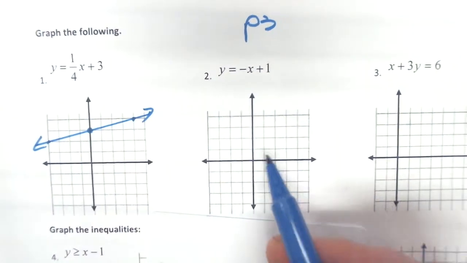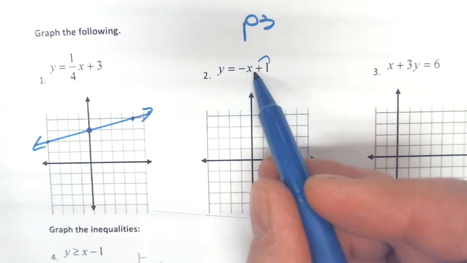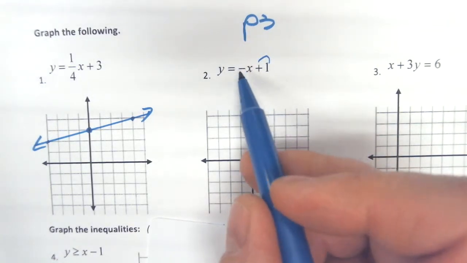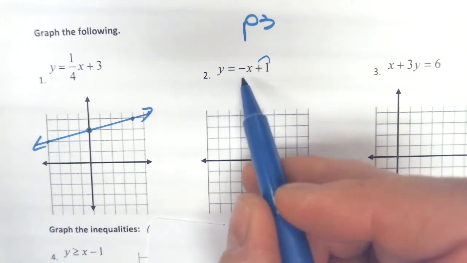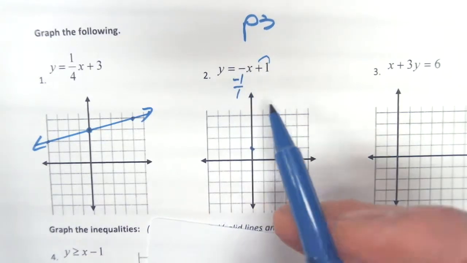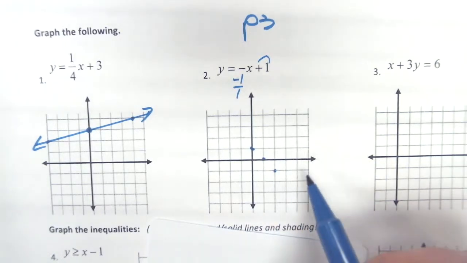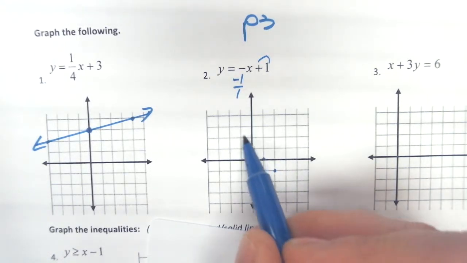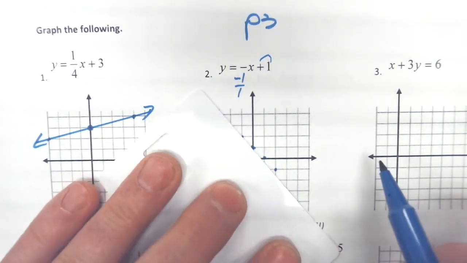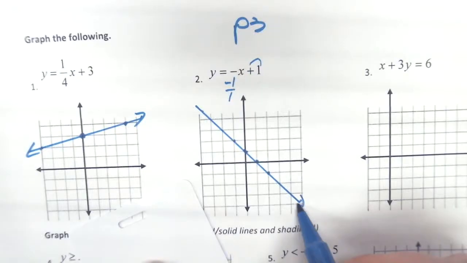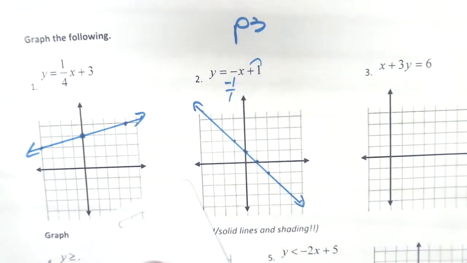Question number 2. We have the y-intercept of 1. Put a dot there. We have a slope of negative 1. There's always a 1 there, which is negative 1 over 1. So I'm going to go down 1 to the right 1, down 1 to the right 1. If I run out of down and to the rights, I can go up and to the left. Connect those dots, and there's your graph for number 2.